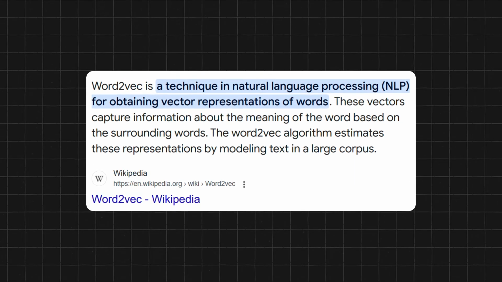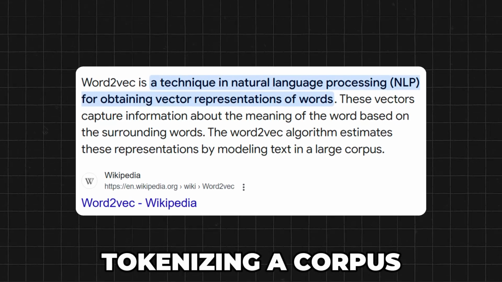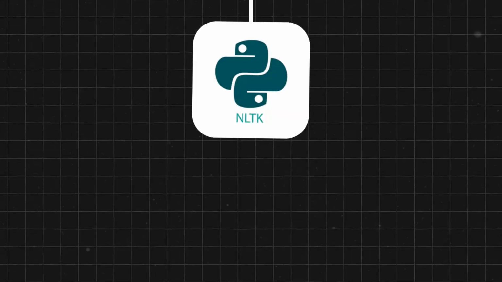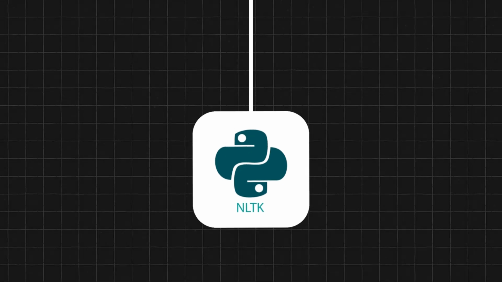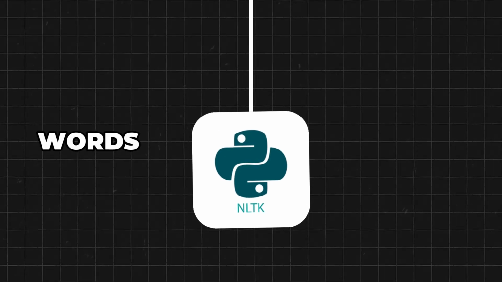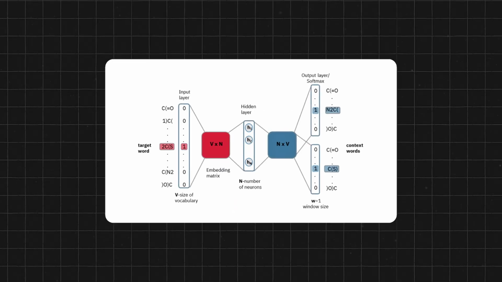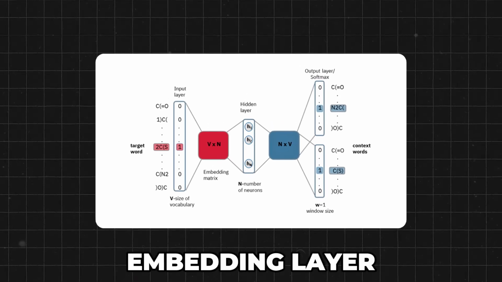Your data preparation will involve tokenizing a corpus and creating a vocabulary. You'll use NLTK for tokenization and create a mapping from words to indices. You'll define the skip-gram model with an embedding layer and a linear layer.